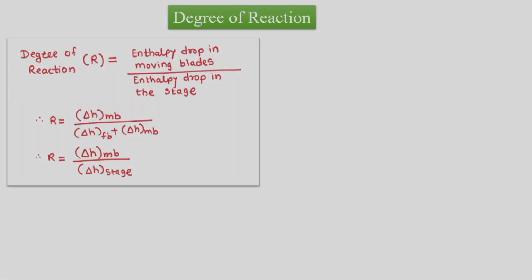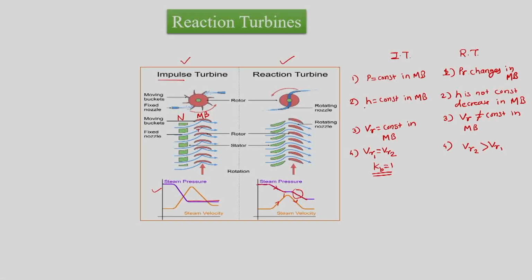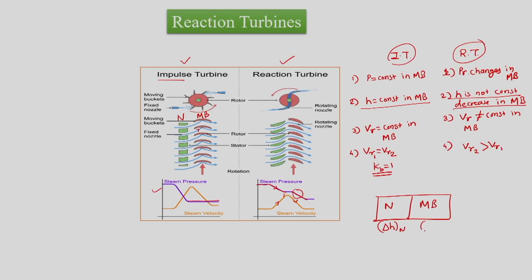The very first point to be understood here is the degree of reaction. As we have stated, there is enthalpy constant in the moving blades of impulse turbine, but enthalpy decreases, so there is an enthalpy drop in case of reaction turbine. So in case of reaction turbine, we have nozzle and moving blades. There is delta H in the nozzle and then there is delta H in the moving blades. So there is total delta H in a stage. So this is what will happen in case of a reaction turbine.